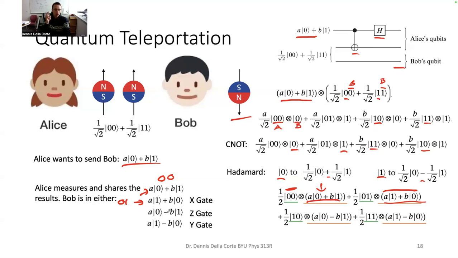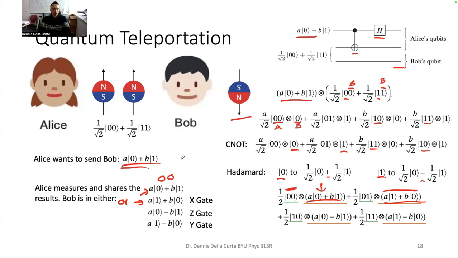And you can go for the other cases and see that no matter what Alice measured, she will be able to communicate to Bob which gate to use to either change the phase or flip the coefficients and change the phase, so that he will end up with exactly the qubit that Alice wanted to send originally. And that's quite cool.